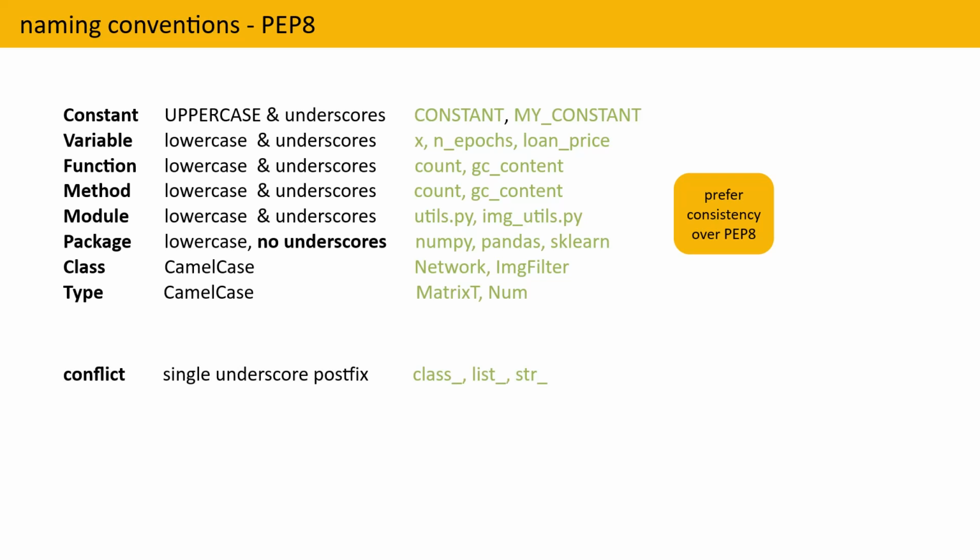Keywords in Python, such as class or list, should not be used as variable names, but if a similar name is needed, the recommendation is to append an underscore to avoid conflicts.